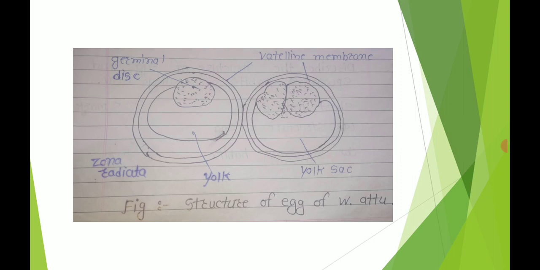In the middle there is the yolk, that is the yolk sac. This has the germinal disc. In it there is a dot-like structure, called the nucleus. The internal membrane is very thin and transparent, which we call the vitelline membrane, and compared to the vitelline membrane, the outer membrane is the zona radiata, which is thick in nature. This is the diagram of the structure of the egg.